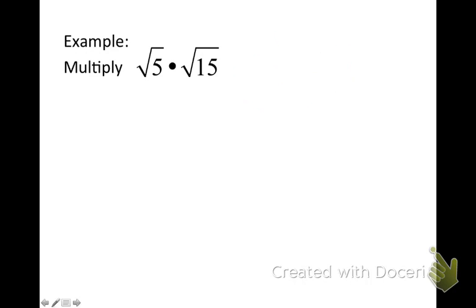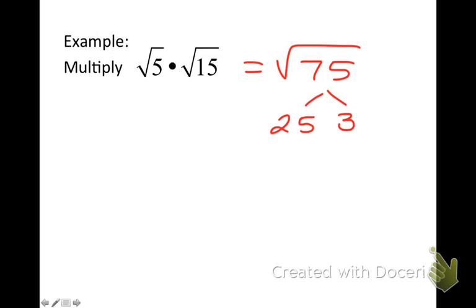The square root of 5 times the square root of 15 is 75. Any perfect squares going into 75? 25, yeah. And 3. Put a radical over top of both those numbers. So that would simplify to 5 square root 3. Good.